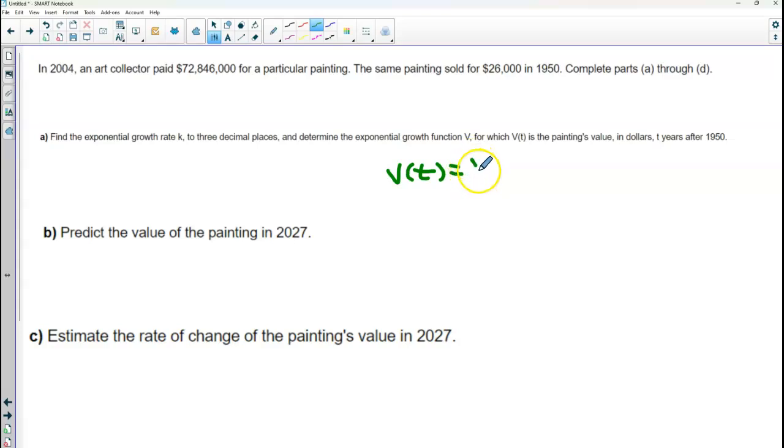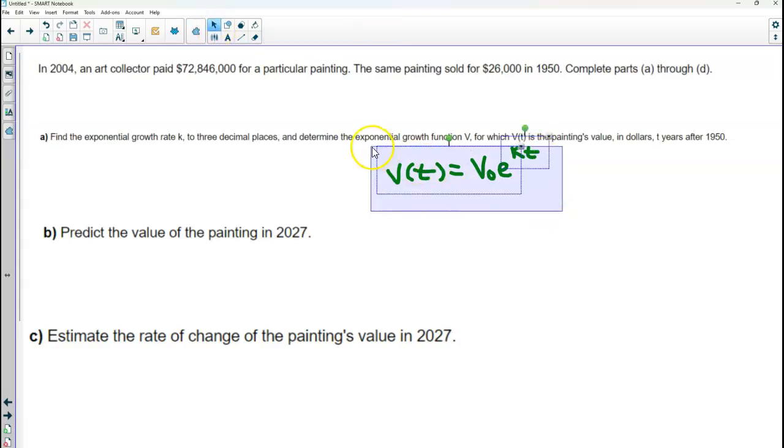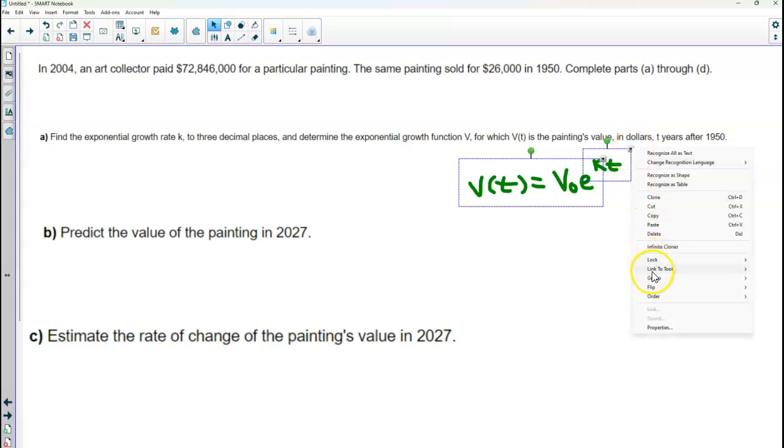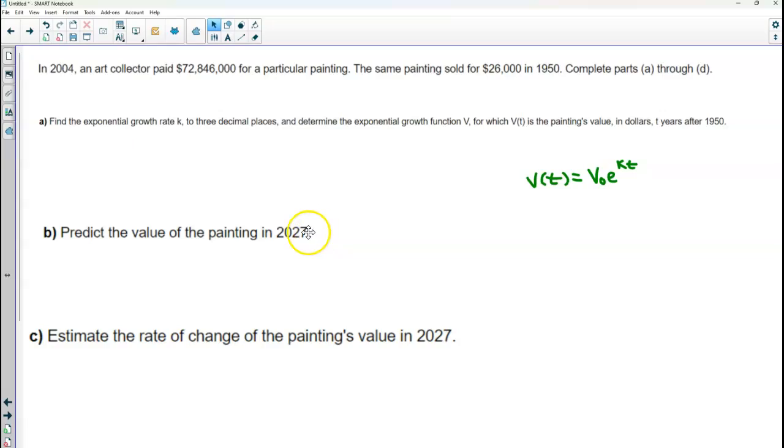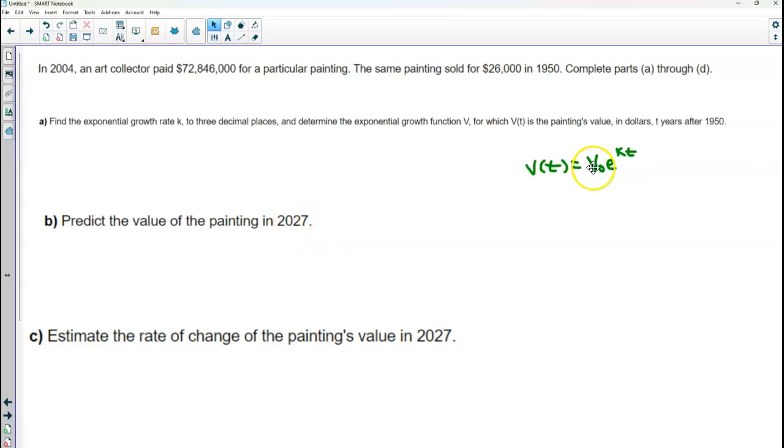So we know V of t is equal to our initial value, and then we want to apply this growth rate naturally, so we'll use the base e raised to the kt. Now the goal here is to solve for k. We only have one equation, which means we should have enough information to evaluate all variables in this equation other than k.